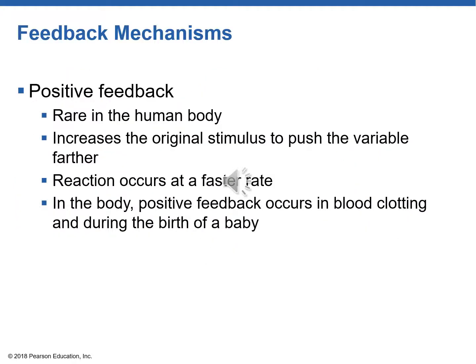Positive feedback mechanisms are extremely rare in the body, and this is like building a snowman where you're just adding more and more snow, or a snowball effect. So the more the deviation occurs, the more strong the stimulus is to make the deviation even further from normal. The best example is in the birth of a baby, when the stretching of the uterus causes more contractions, which causes more stretching and movement, which causes more contractions.